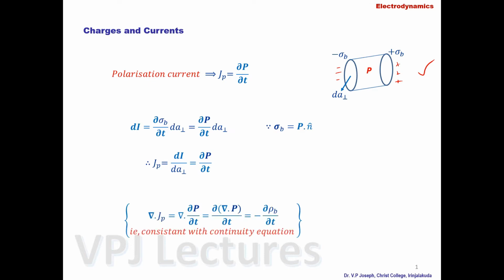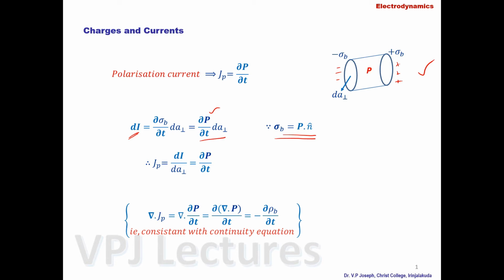with this polarization process may be represented as dI. dI is equal to d by dt of the charge. Charge in this case is sigma b dA perpendicular, that is the total charge moving to the sides of the dielectric. So sigma b dA perpendicular. And we know that sigma b is equal to P dot n. Using that equation here, we can see that dI is equal to dP by dt into dA perpendicular.